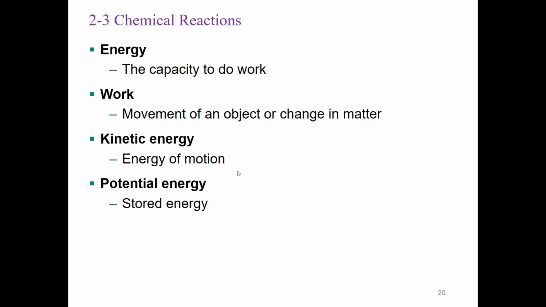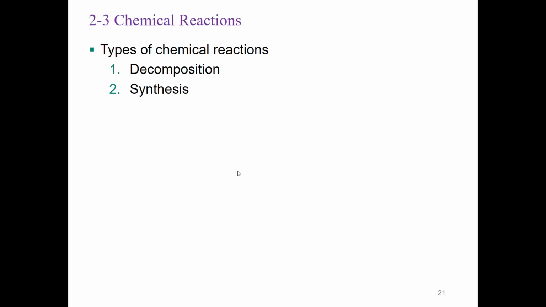So if you imagine a ball at the top of the hill, it has not actually started rolling down the hill yet, but it could. So there's potential for it to move, but it hasn't. So that ball would be storing potential energy. If the ball begins to roll, then we call that kinetic energy. So back to reactions. The types of chemical reactions we're going to look at are decomposition and synthesis.